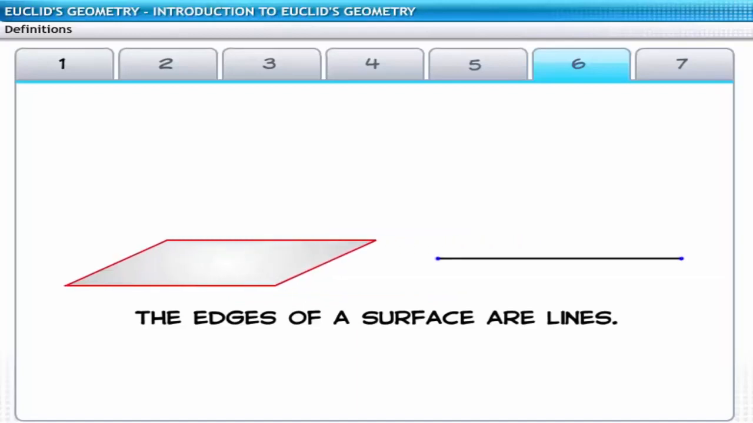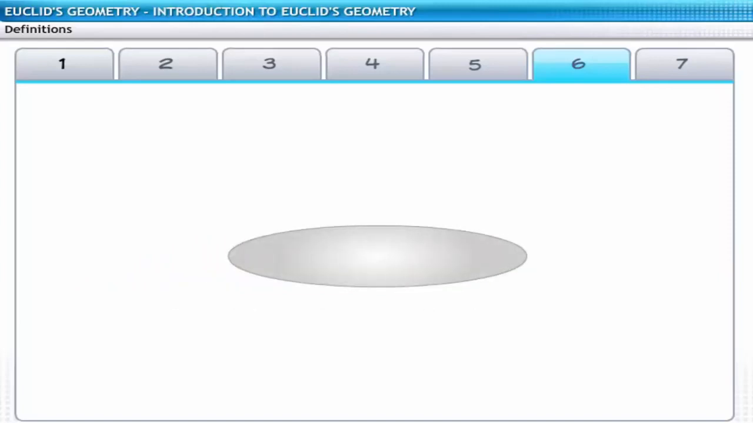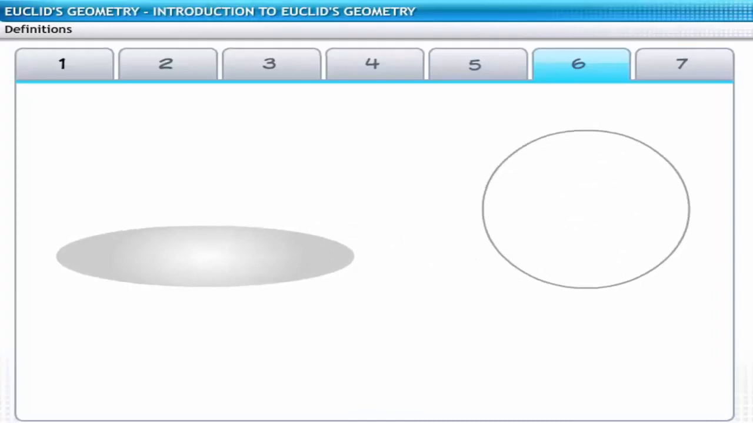The following example will help us understand the sixth definition better. Let's consider a circular metal disc which has a negligible thickness. This disc resembles a circular surface. If we consider its edge, it resembles a circle.